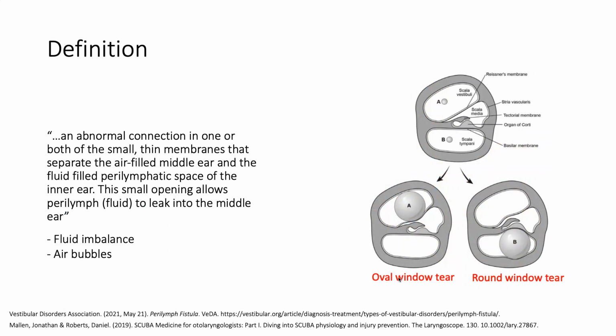So we have an oval window tear here, and we can see that it starts as a small air bubble in the scala vestibuli, and then it expands and pushes on Reissner's membrane. However, a round window tear would start off in scala tympani with a small air bubble, expanding and then eventually pushing on the basilar membrane.